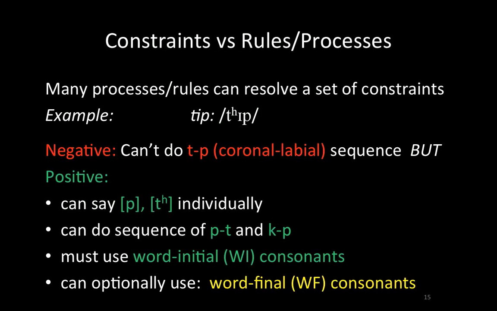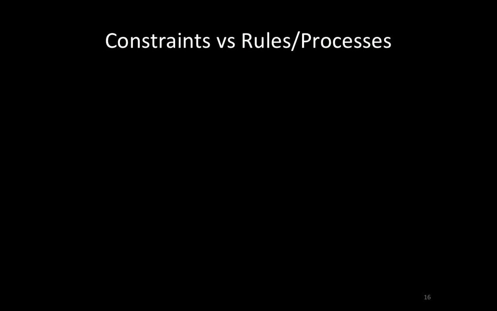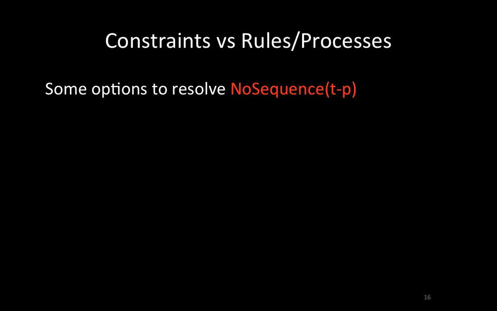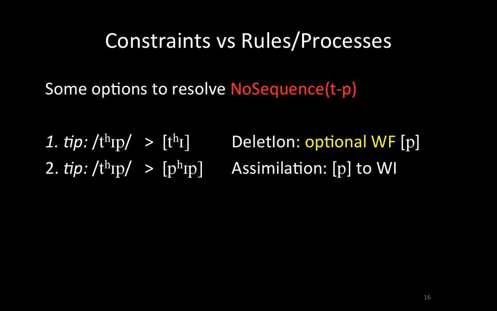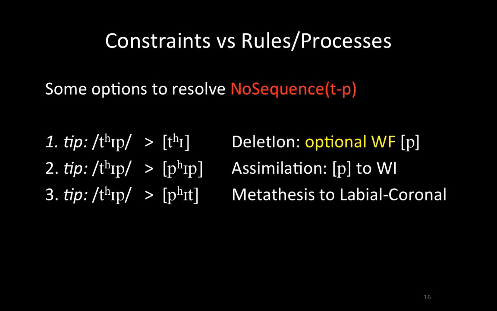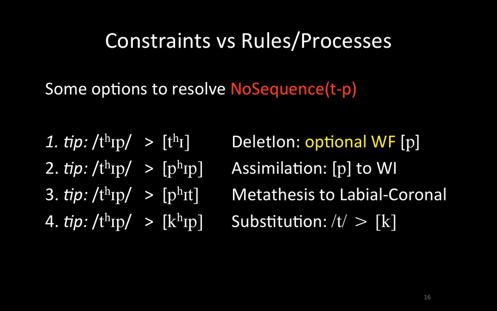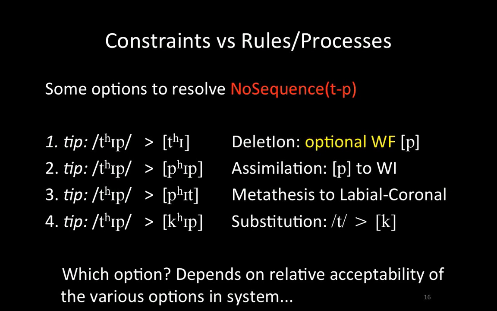So what could happen here? What kind of processes or rules could resolve this set of constraints on the sequence of coronolabial? Some options might be: get rid of the end. If you get rid of the P, you don't have it anymore, so deletion is one option. You could assimilate. If you have two P's, then you don't have a sequence, so you might do an assimilation. You could change the order. You could put the P in front of the T, and that would solve the problem. Or you could substitute something for the T, make a K out of it, and then you've avoided the sequence constraint.